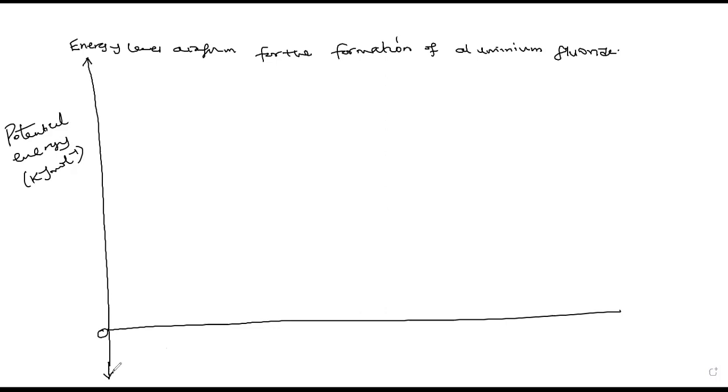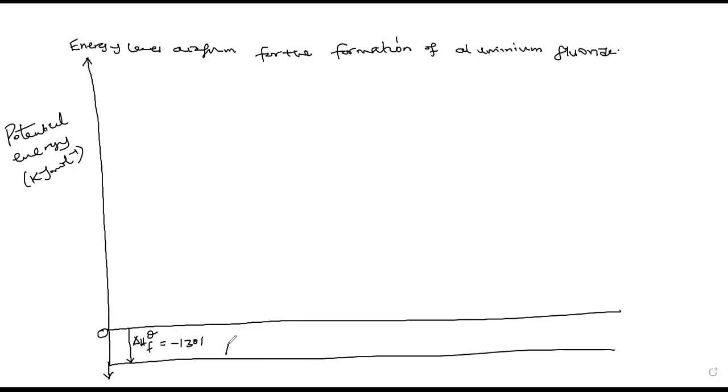Now the first one is the enthalpy of formation of aluminum fluoride. Since it is negative, allow me to show it as ΔHf of -1301. Here we are forming aluminum fluoride solid. Then we have the enthalpy of atomization of aluminum. That is when 1 mole of aluminum is converted to the gaseous atom.